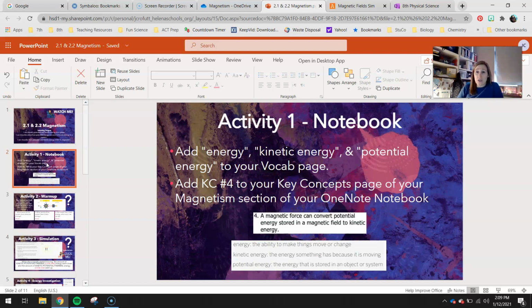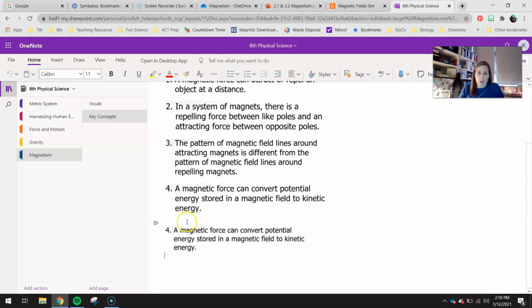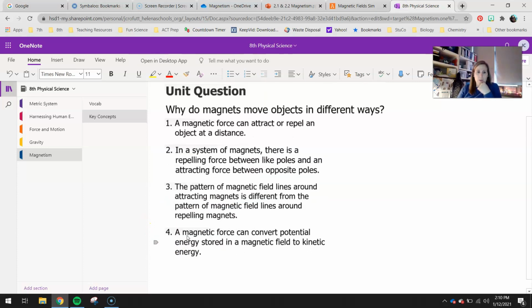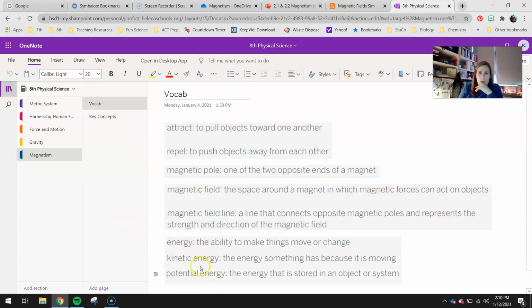Moving on to the first activity, you guys have a little bit to add to your OneNotes. So again, three throwback vocab words: energy, the ability to make things move or change; kinetic energy, the energy something has because it is moving; and potential energy, the energy that is stored in an object or system. You also have key concept number 4 right here. Remember that you guys can just right click those and copy and paste them directly into your OneNote. So you can see key concept number 4 right there. A magnetic force can convert potential energy stored in a magnetic field to kinetic energy. And then you guys can see the 3 vocab words listed right here.